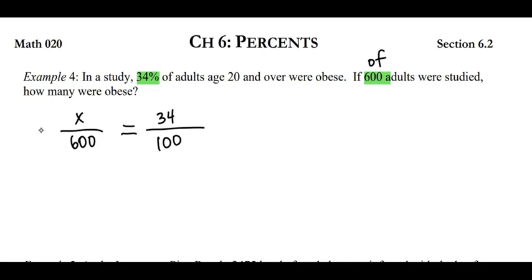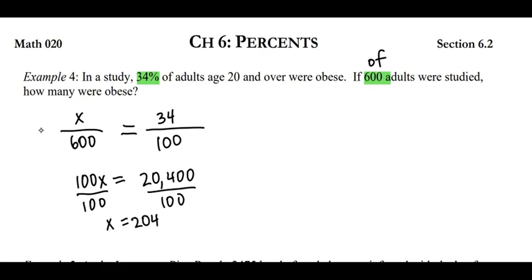Right, so I will have 100x equals 20,400, and then divide by 100, x equals 204 people. Be very careful not to get a decimal here. You shouldn't. And if you get something weird like 204.5, it means you did something wrong, because we can't have partial people. Okay.